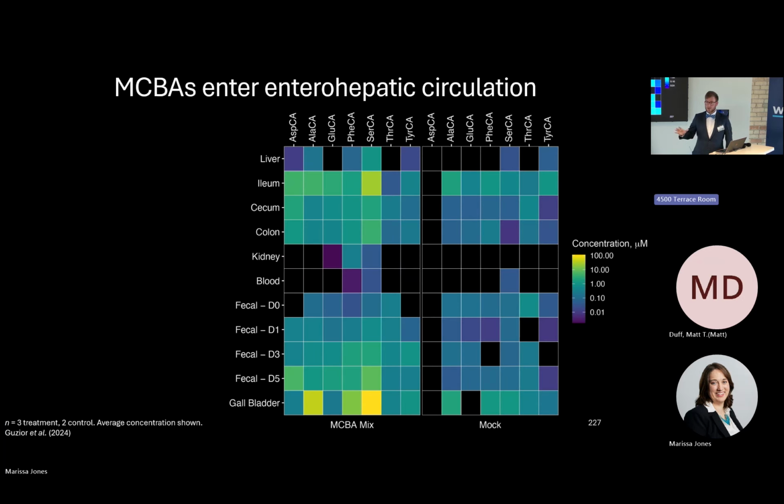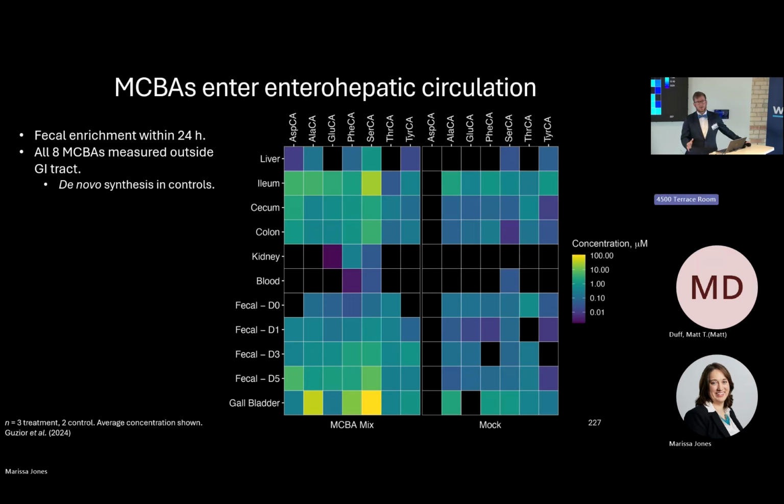And so these are the results of that 8 MCBA mixture, where we can see an enrichment within feces of all of these MCBAs within 24 hours. In addition to observing all 8 MCBAs that we gavaged outside of the gastrointestinal tract, suggesting that they are entering enterohepatic circulation and traveling systemically.